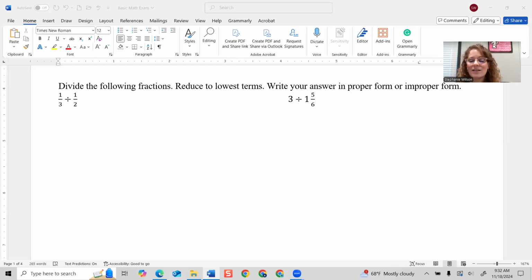Hello, so today let's talk about division of fractions. So this first example here, I have 1/3 divided by a half.